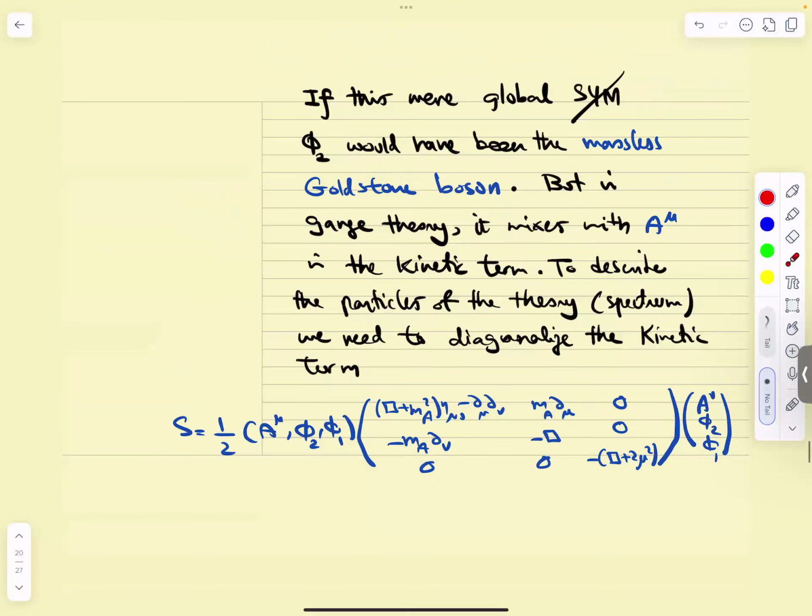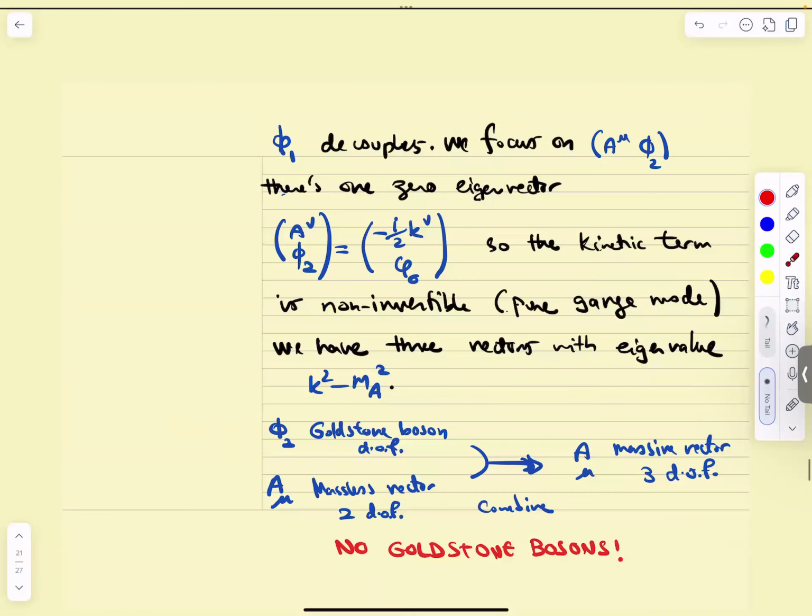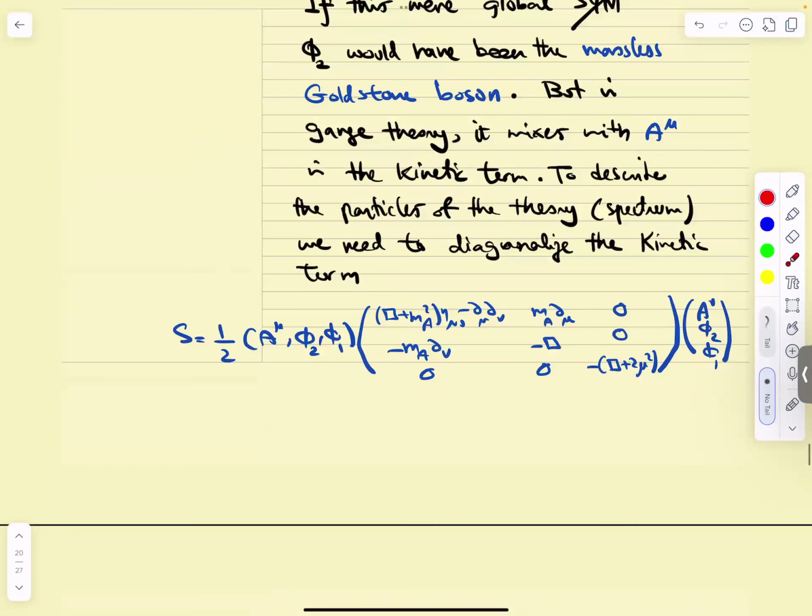But so first thing to notice is that phi 1 decouples. Right? And diagonalizing this, we don't need to touch this. This is 1 degree of freedom. So phi 2 and A mu, they have total 3 degrees of freedom, will combine to a massive gauge boson. This remains massive, and this is this mass. Just put it aside. Okay, so we're only going to work with this.